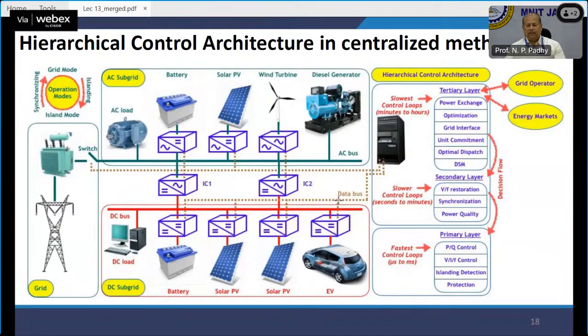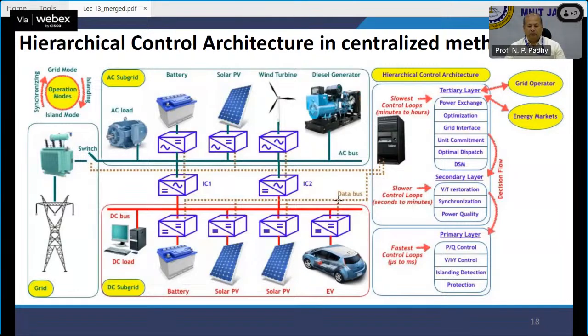And all the converters are connected to a control architecture that is popularly known as a hierarchical control architecture. So we have the tertiary layer, secondary layer and primary layer. The tertiary layer is the slowest one, then slower, and then the fastest. So first we concentrate on tertiary, then secondary and then primary. Primary is very fast, okay?